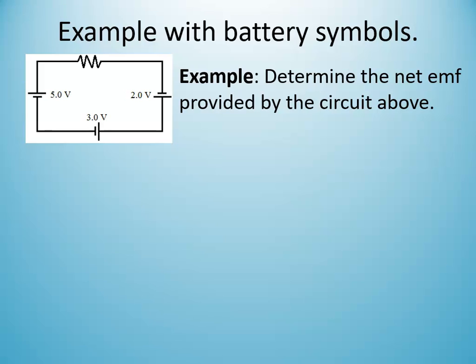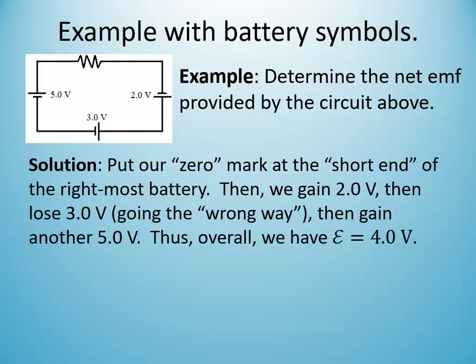So assuming that you have paused the video and figured it out, hopefully the answer that you ended up getting was 4 volts. So just kind of imagine putting your 0 mark right here. First you go up 2 volts because you've gone from negative to positive, so you've gained 2 volts. And then you've gone from positive to negative down this 3 volts. So you've just lost 3 volts of potential. So now you're at negative 1.